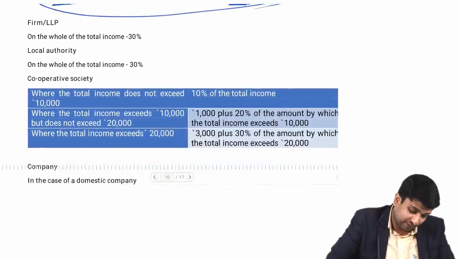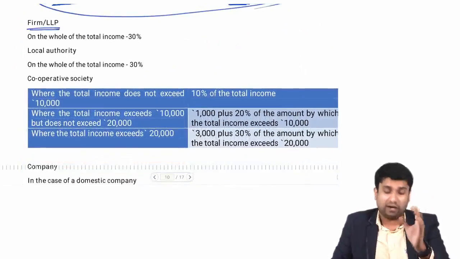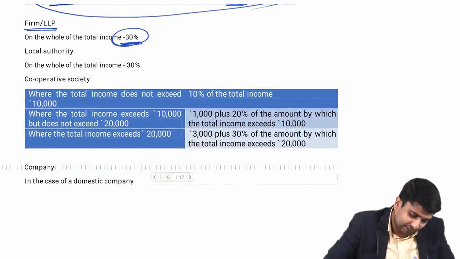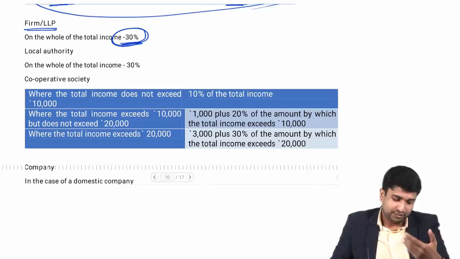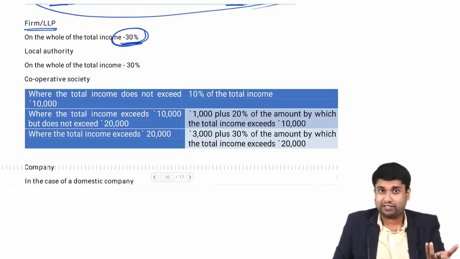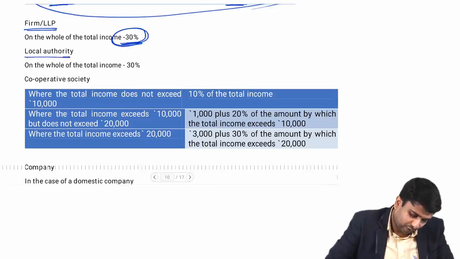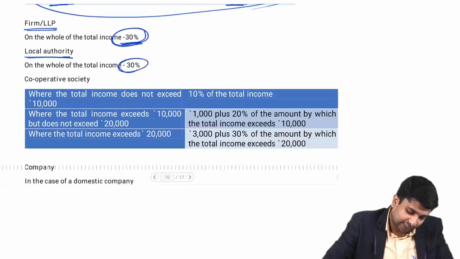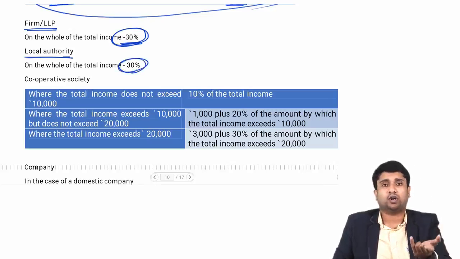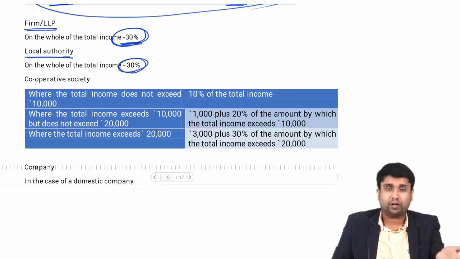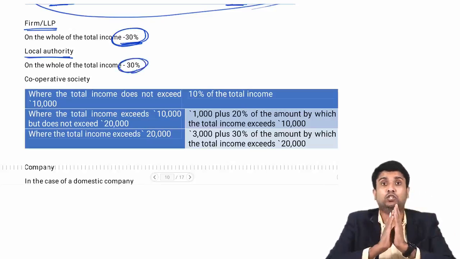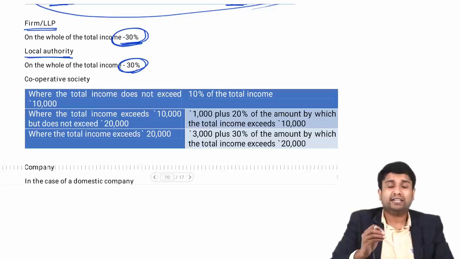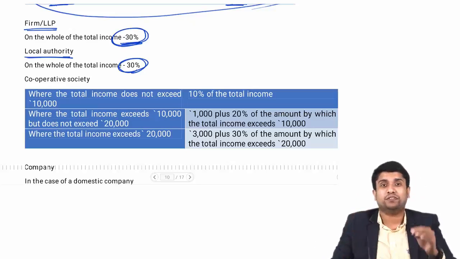If the person is a firm or a limited liability partnership, then what is the rate of taxes? The rate of taxes will be 30% on your total income. If you are a person, that means an LLP or a firm, your rate of taxes will be 30%. And what if you are a local authority? If you are a local authority, say a municipality, panchayat, corporation, etc., then the rate of tax on your total income will always be 30%. There is no slab, no basic exemption limit, nothing. On your every income, you are supposed to pay taxes at 30%. That's what the Act says.